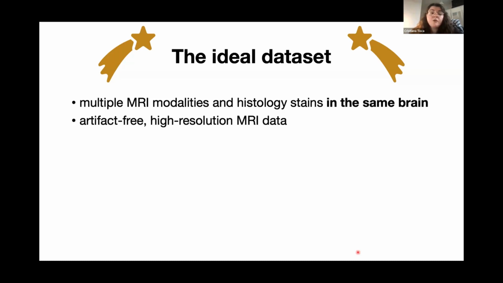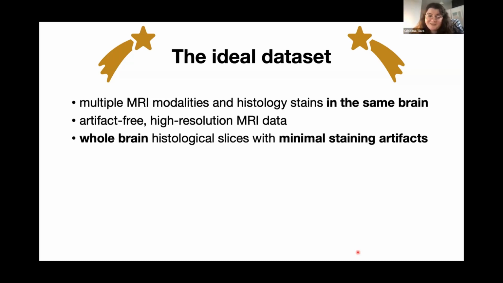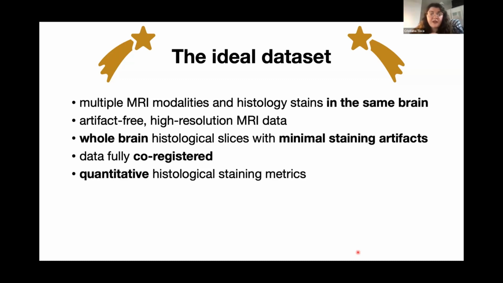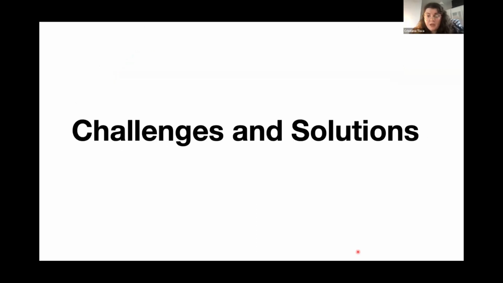We want artifact-free high-resolution MRI data, and as MRI scientists, we're quite familiar with that. This is not as tricky to achieve as having whole brain histological slices with minimal staining artifacts. And we want our data sets to be fully co-registered, and we want reliable quantitative histological staining metrics that we can relate to MRI metrics at the MRI voxel level. So what are some challenges that we face here, and some solutions that our lab has come up with?